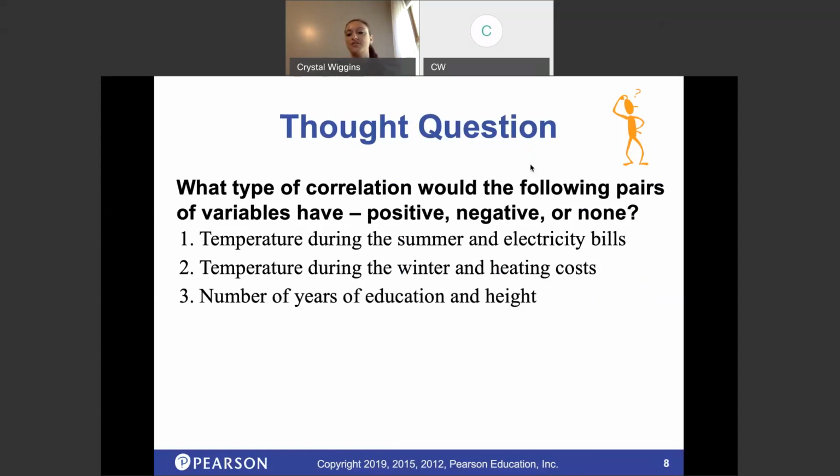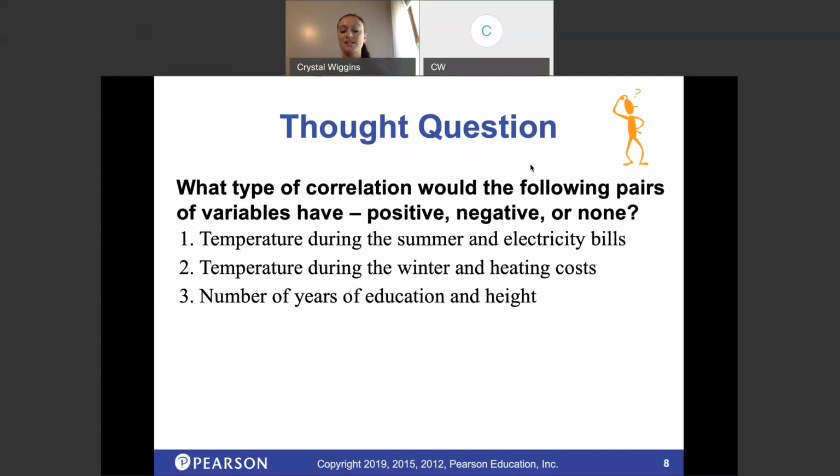Number of years of education and your height. Now, this one, there's actually two arguments for it. You could say no correlation because I might be 6 feet tall and only have a high school degree, or I might be 4'10" and have my doctorate degree. So you might say, oh, the number of years of education and your height absolutely have no correlation. And that's fair based on that explanation.